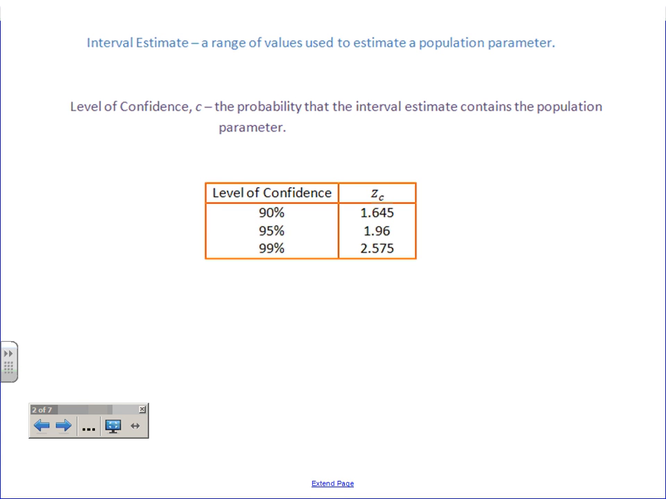All right, so far, you getting the idea? We're going to find some point, but we're going to widen that out so that we're really sure we have the right answer in there somewhere, okay?